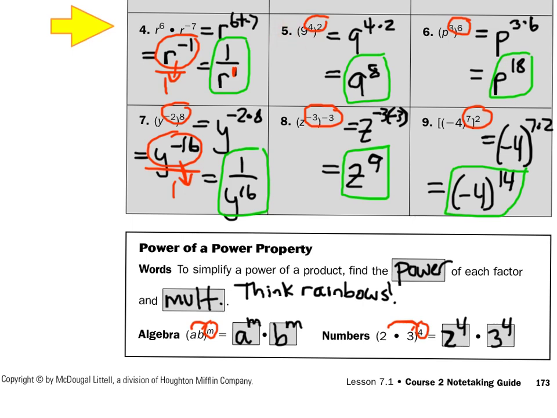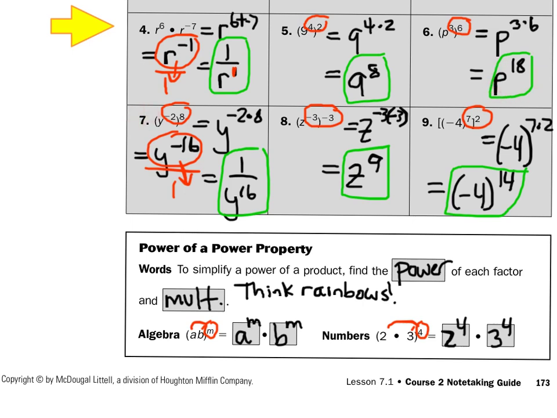9 to the 4th power raised to the 2nd power. So I see the base is 9, I copy the 9, and then circle the 4 times 2. So it's 9 to the power of 4 times 2, so that's 9 to the 8th power, and you can box your answer. Take a look at number 6, p to the 3rd power raised to the 6th power. So copy the base, the p, and then circle the 3 times 6 and put it there, and then it's p to the 18th power.